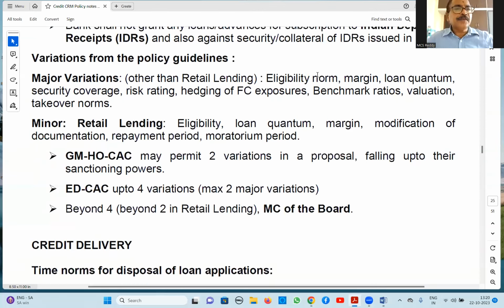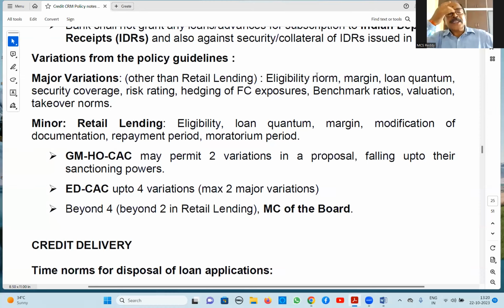Next, regarding variations, earlier I told you some ratios I have given, and we have to follow those ratios at the time of sanctioning loans. But there may be some variations. Suppose margin is there. Margin 25% we have prescribed. Party says, no, I can give only 15% margin. So that is variation.